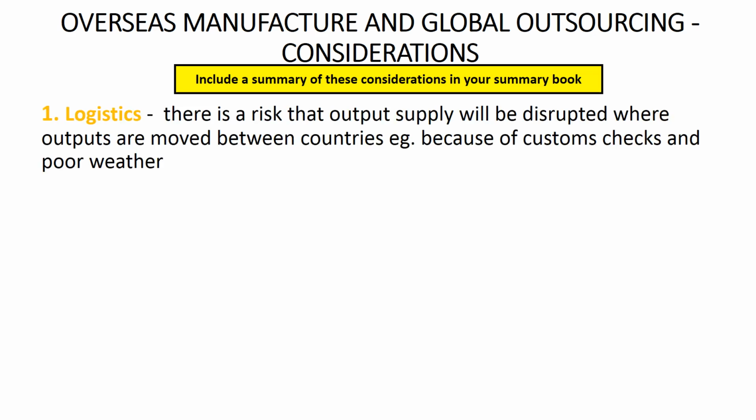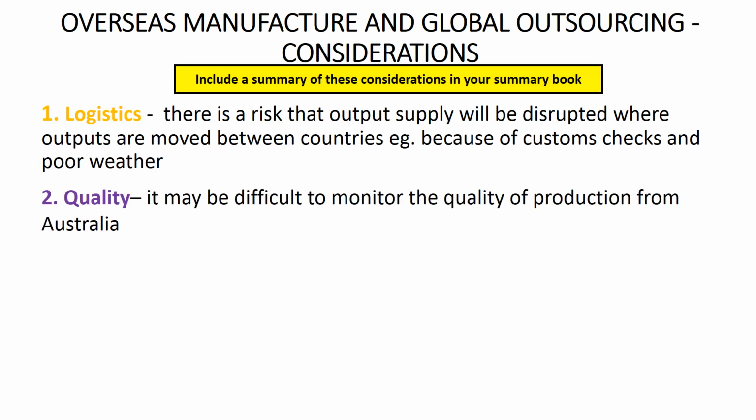First, where outputs have to be moved from one country to another, for example, as where they are produced in China but have to be transported to Australia for the Australian business to sell those outputs to its customers, then there is a greater risk of disruption to the supply of those outputs. This disruption can be caused by factors such as legal requirements, for example customs checks, or poor weather, which can delay shipping schedules.